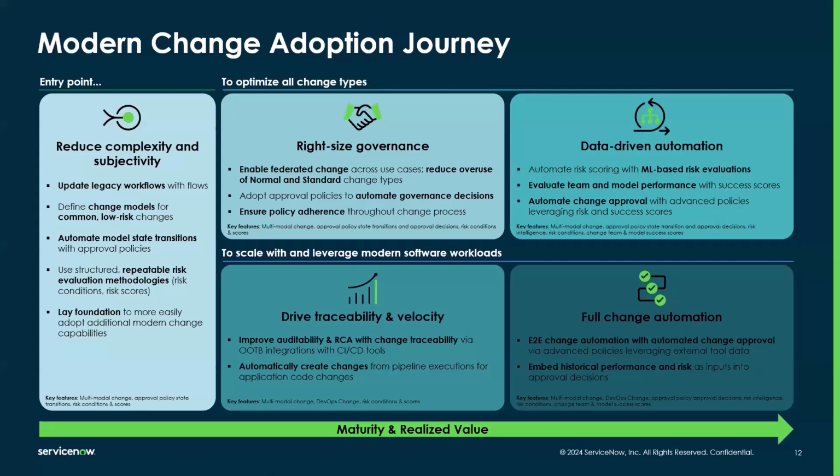So today, we're gonna really go through this bottom row and give one example of this maturity journey using DevOps. So how you can connect with your CI/CD tools, how to automatically create changes for pipeline executions for application code changes, and then ultimately how to get to full change automation. So with all this, as we mature the change process, we're looking to improve velocity, volume, stability, and compliance.